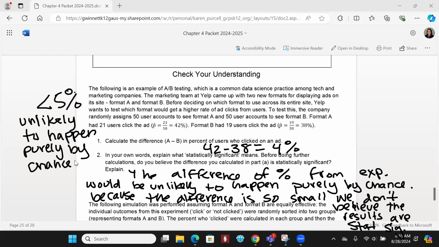Now, the following simulation was performed assuming format A and format B are equally effective. The individual outcomes from this experiment were randomly sorted into 2 groups. So this is like what we were supposed to do with the resumes on the index cards, like if I would have put them into two different groups. The percent who clicked was calculated in each group. Then the difference was taken from the two groups. This was repeated 100 times. The resulting differences in the percents who clicked are displayed here.